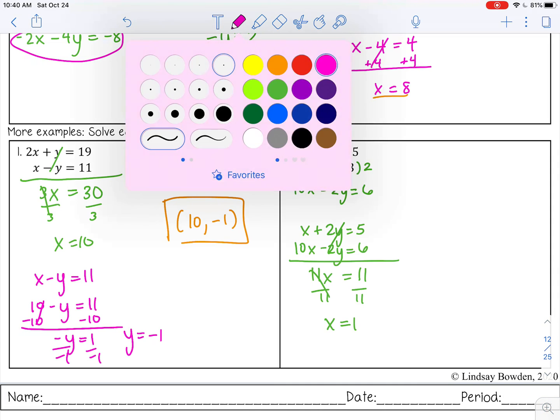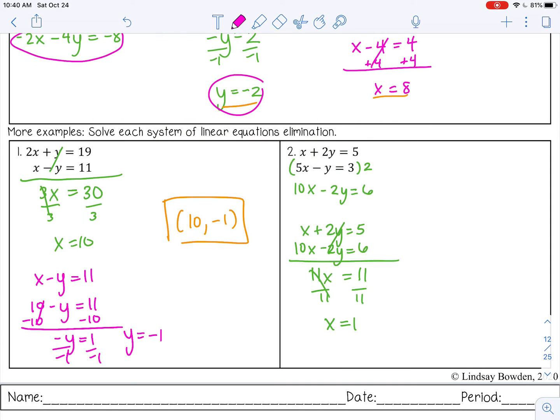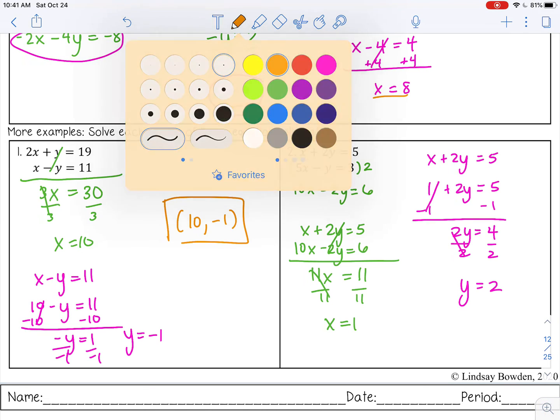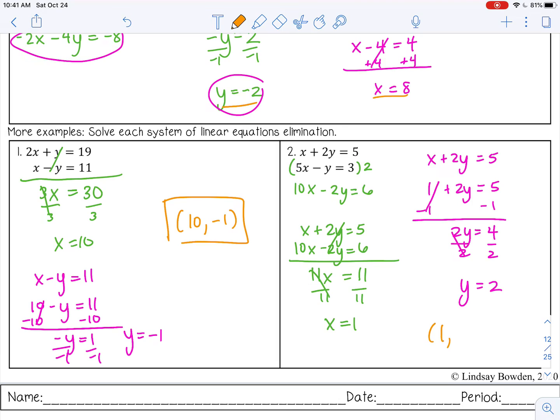Then I'm going to use that 1 and substitute back into one of the two equations. It doesn't matter which one. I'm just going to use the first one to solve for y. So x is 1. All right, we want to solve for y, so I'm going to subtract 1 from both sides. Then divide by 2, y is 2. So my final answer is 1, 2.